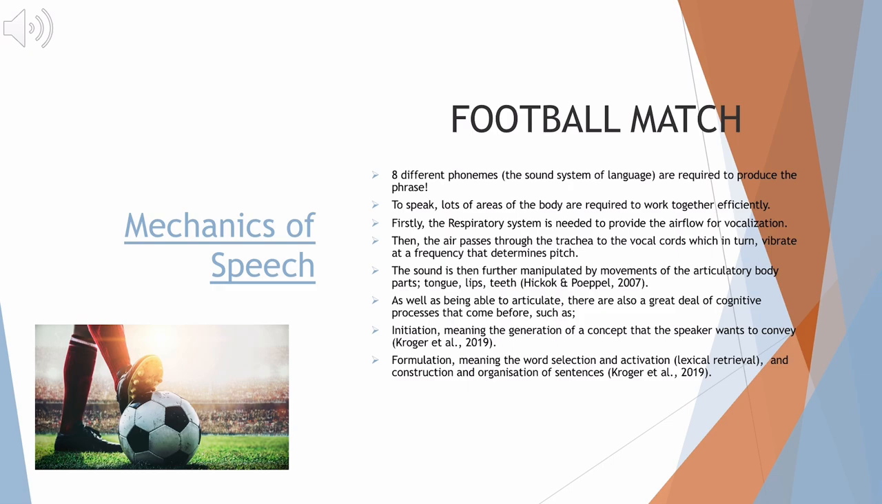F, o, t, b, a, l, m, a, t, ch. Eight different phonemes, which are the sound systems of language, were required to produce this phrase. The respiratory system, trachea, and organs like teeth, lips, and tongue are needed to produce speech. As well as this, a great deal of cognitive processes are involved in the generation and formulation of ideas of what to say.